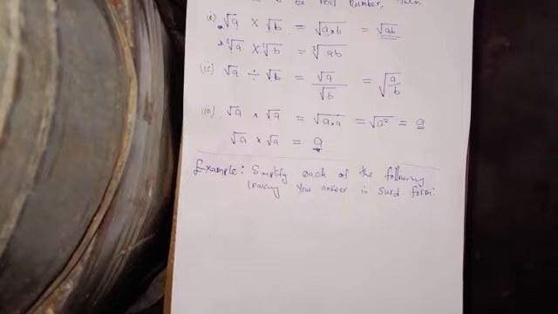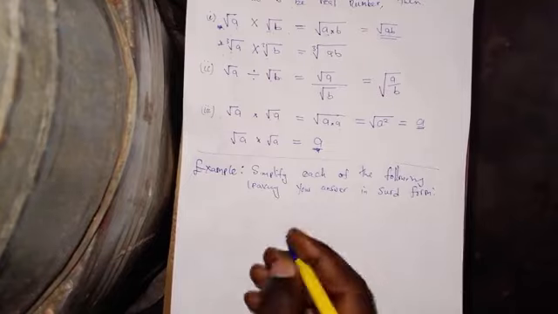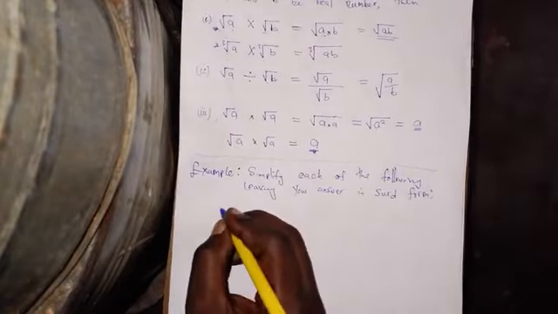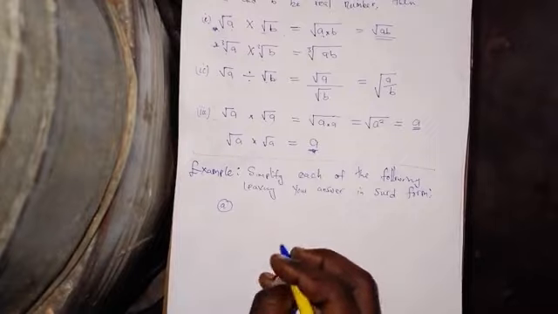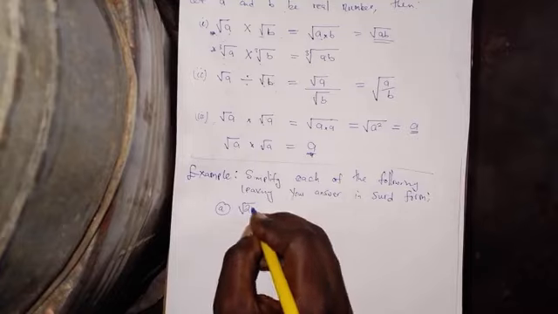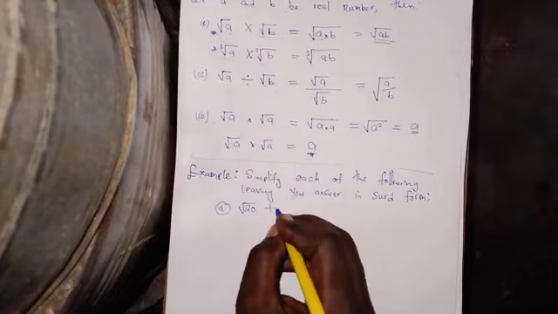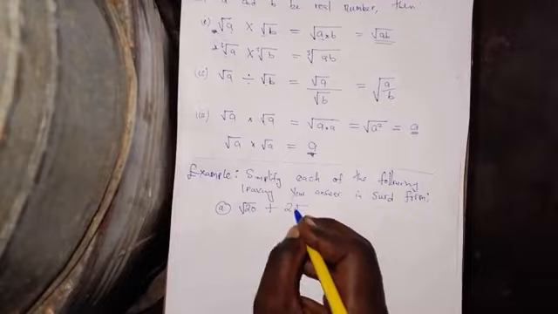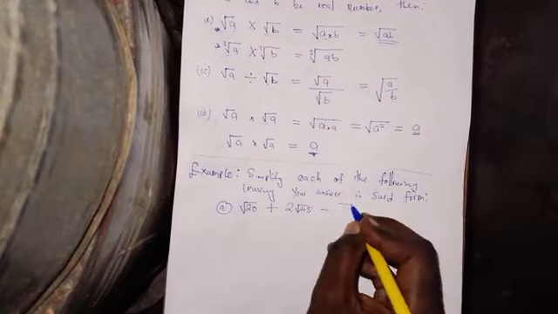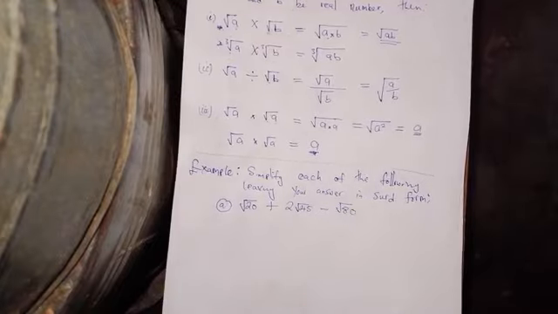If that is the case, we have the first expression, where we're being told to simplify the root of 20 plus 2 root of 45 minus root of 8. So that's the first expression we're going to simplify.